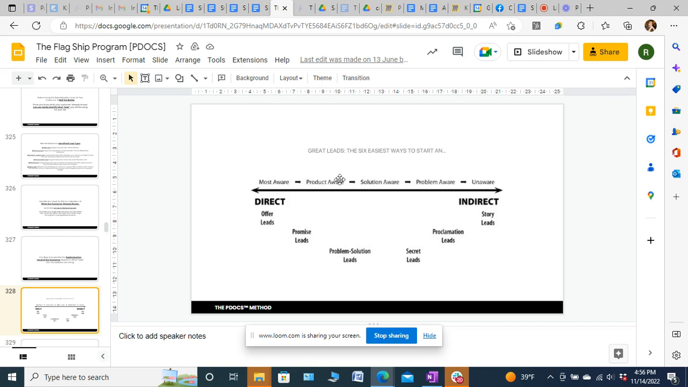So both of those types of audiences are kind of sophisticated. And then promise leads are good for product aware and your most aware, and then offer leads for most aware. Promise leads are simply a promise that usually translates right into your offer. What if I could show you how to close 3 more deals in the next 30 days? To make at least 5K in commissions, right?